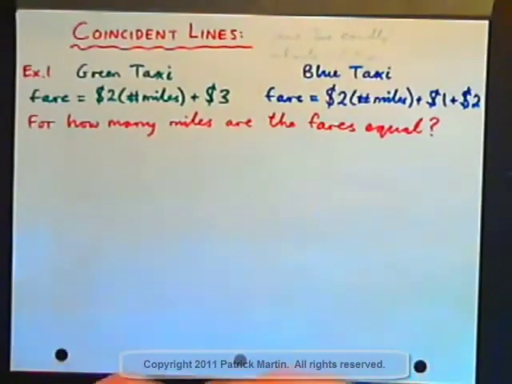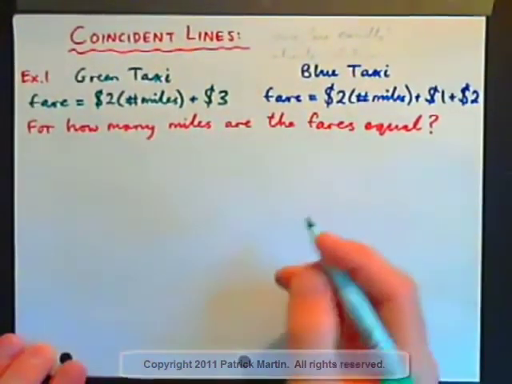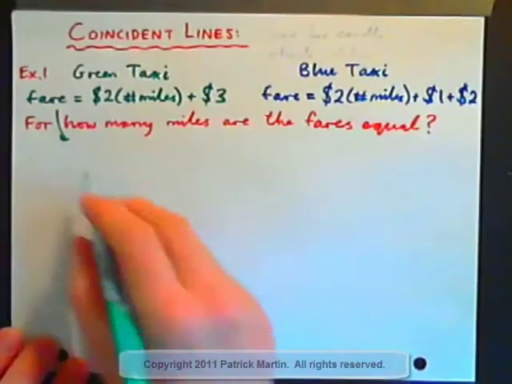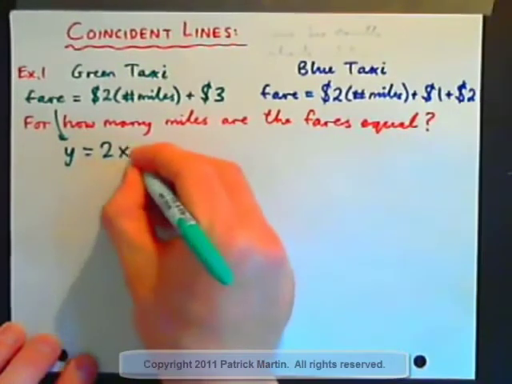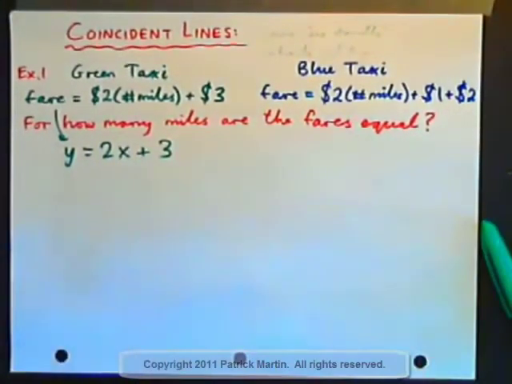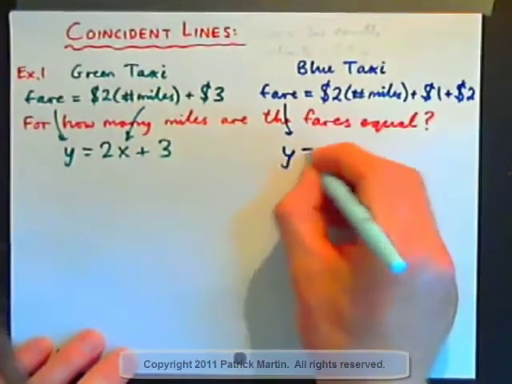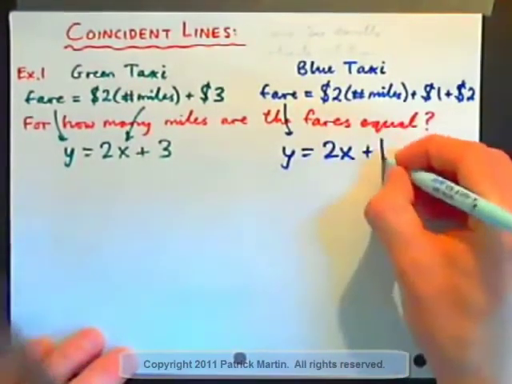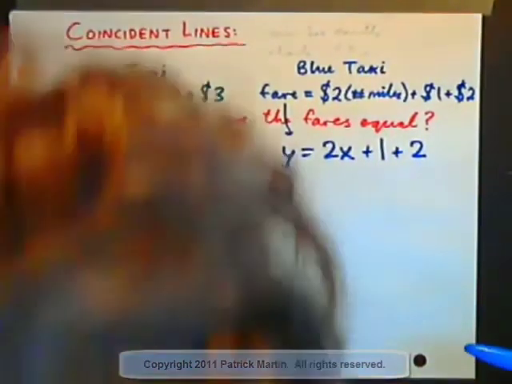And we've got, again, a green taxi and a blue taxi. So just do a quick table for these guys. We probably don't even need to, but it's kind of a silly example, but it happens. y represents fare, so we've got y equals 2x plus 3 for this taxi fare. x again is the number of miles. And then the blue taxi, it's a different color, but the fare is $2 per mile plus $1 base fee plus $2 for your luggage, or maybe your dogs, your pets or something.